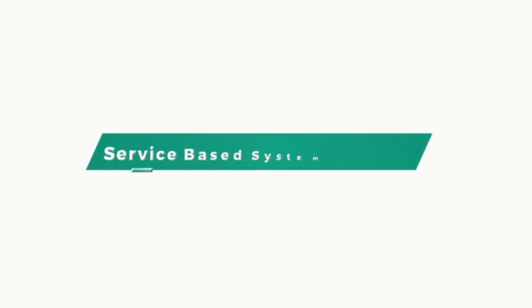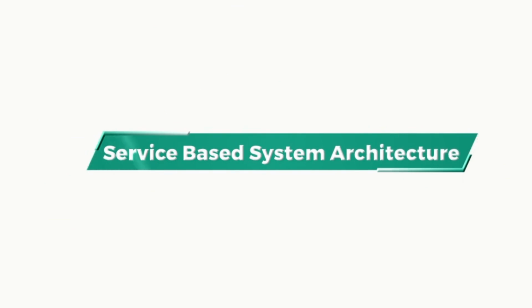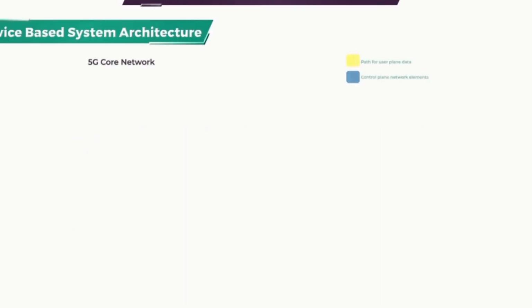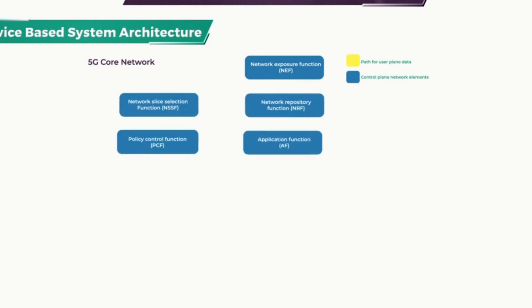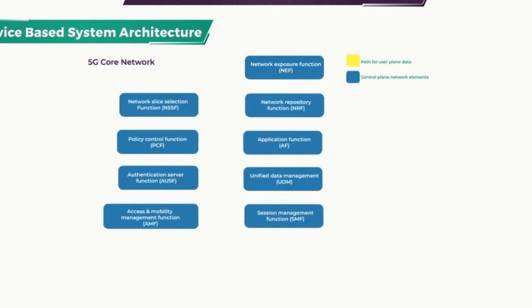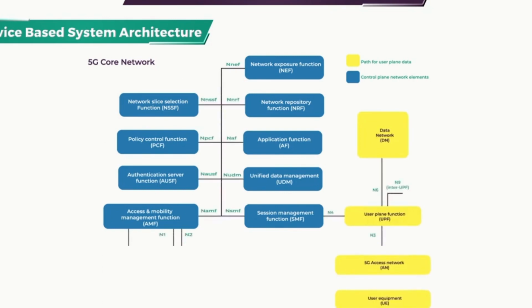Our next topic is service-based system architecture. The 5G system service-based architecture is presented in the figure shown on the screen. This architecture specifies a set of network functions, NF, and a common bus which interconnects those network functions. The service-based architecture is applicable to the control plane section of the 5G core network. The reference point architecture remains for the user plane section of the 5G core network.